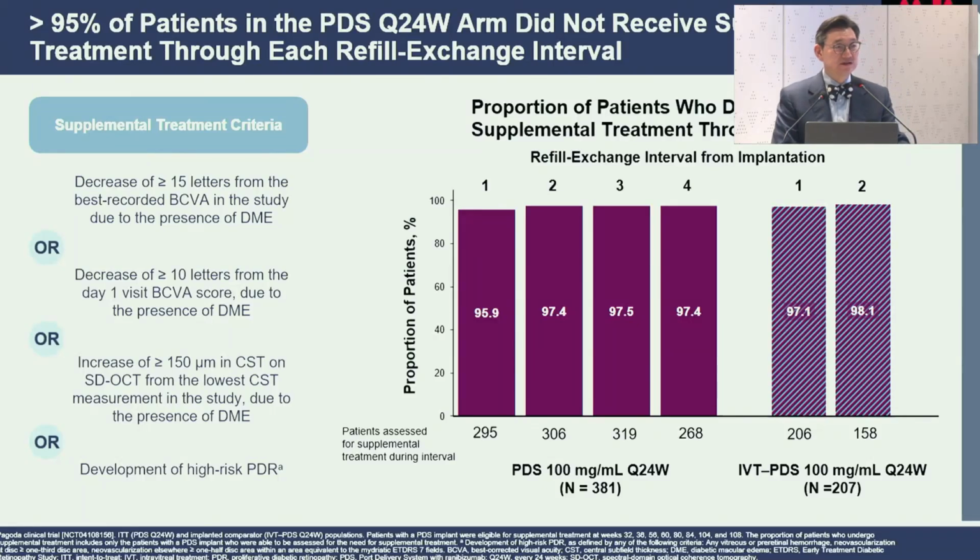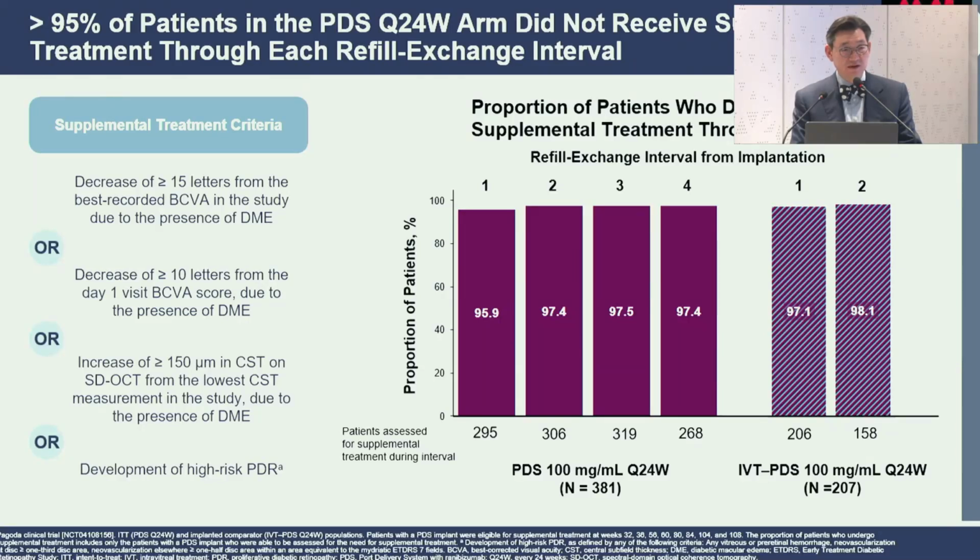Now, there was an option in the protocol to supplement the treatment if the patients were not stable on the PDS. And you can see on your left-hand side the supplemental treatment criteria: a decrease of 15 letters, an increase in CST, or development of high-risk PDR.